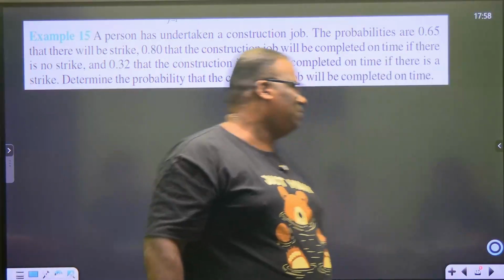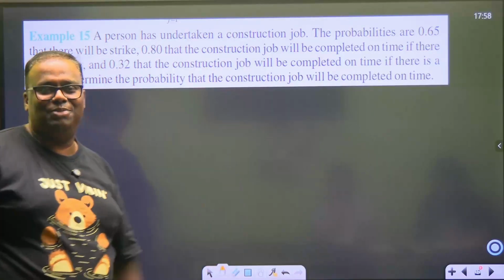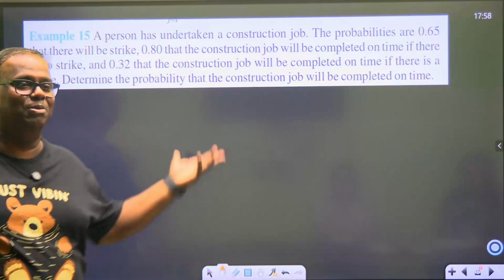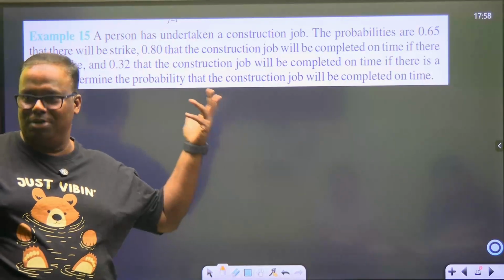Try to see this problem. Every problem is a story broken up. Otherwise, this problem is interesting. How to know what type of problem this is? First of all, it should come to our mind to apply Bayes theorem.